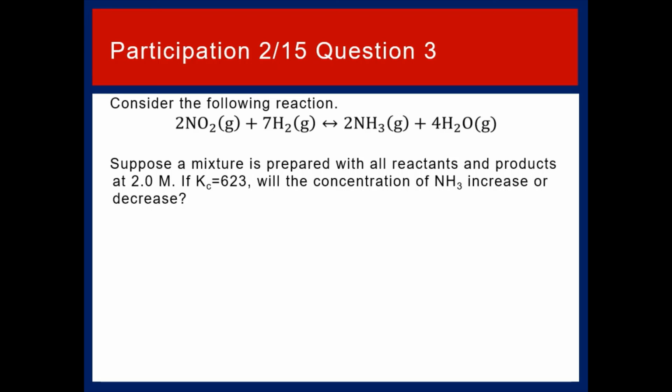Again, consider the following reaction. 2NO2 gas plus 7H2 gas gives you 2NH3 gas and 4H2O gas. Suppose a mixture is prepared with all reactants and products at 2.0 molar. If Kc equals 623, will the concentration of NH3 increase or decrease?